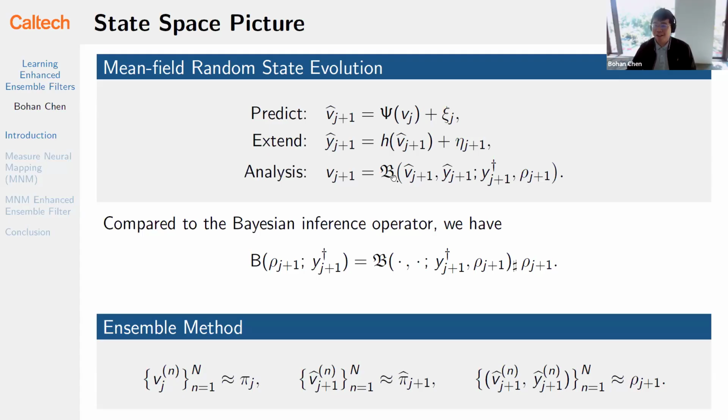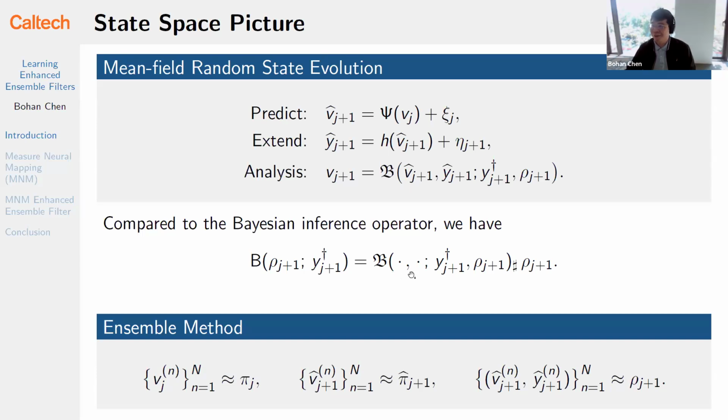And we want to find such a math frak B to be a vector version of the Bayesian inference operator. Based on this definition, we have the identity that this B on probability measure rho j plus 1 equals this math frak B push forward, that is rho j plus 1 pushed forward by this math frak B.